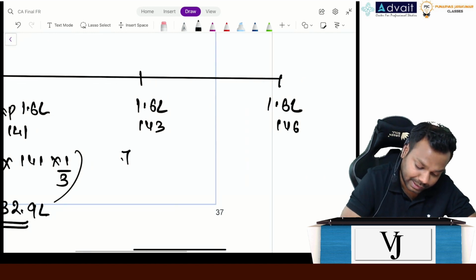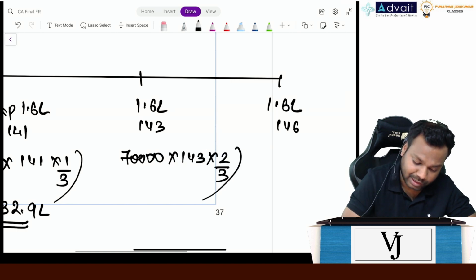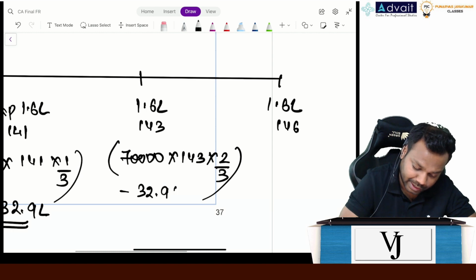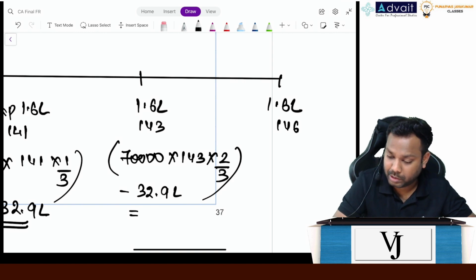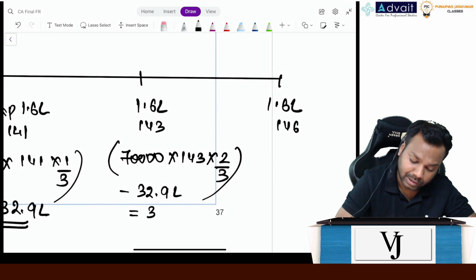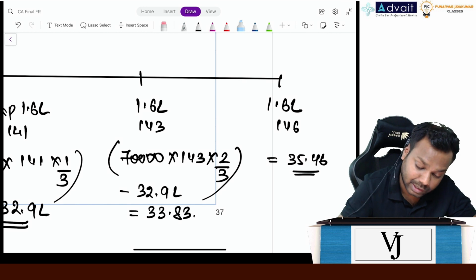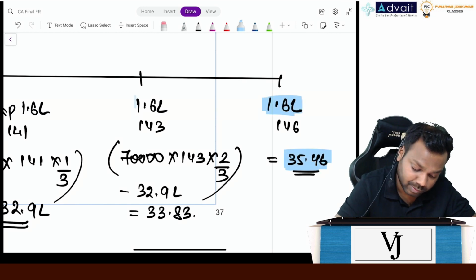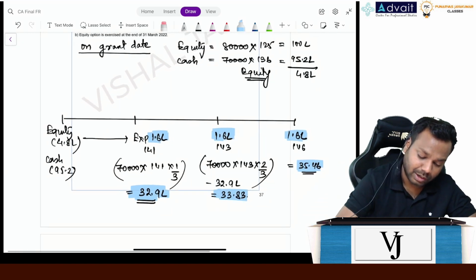Now here it is again 70,000 multiplied by 143 multiplied by 2 by 3, minus 32.9 lakhs. That comes to 33.83. And here it is, the expense, tell me. 35.46. I am not calculating, I am writing what exactly you guys told me. This is the expense, this is the expense, this is the expense. Okay. Now what is the entry?